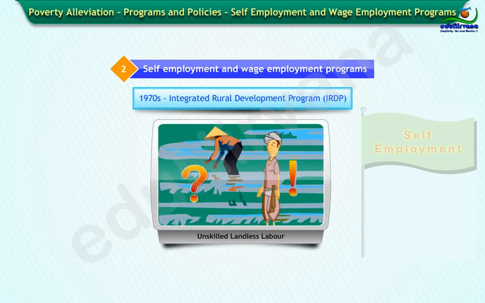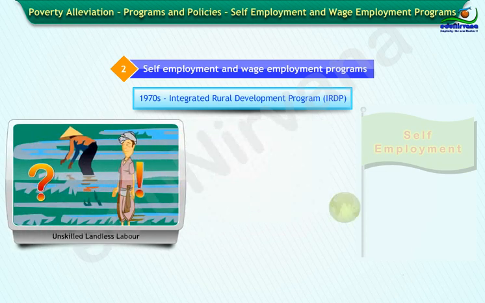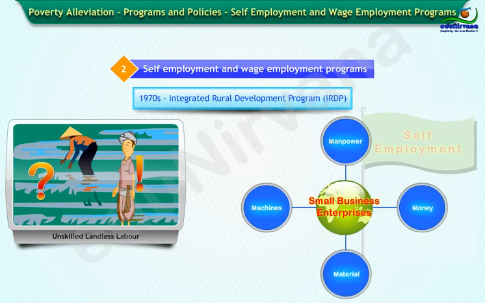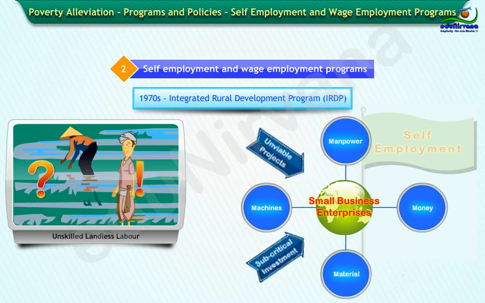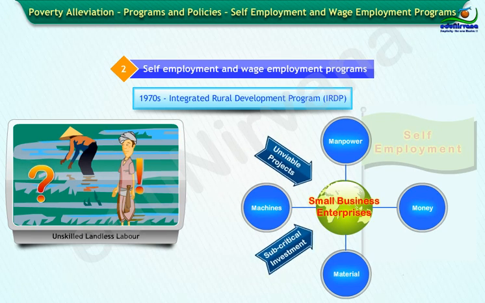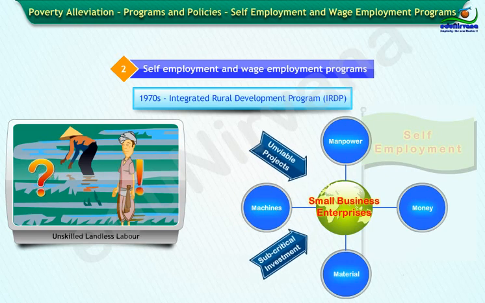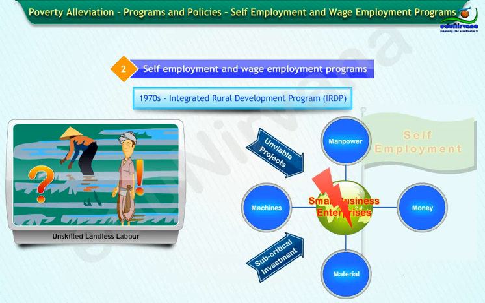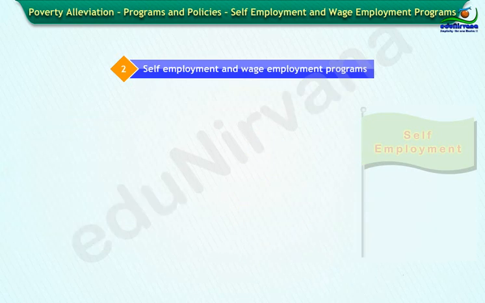Shortfalls. IRDP suffered from certain shortfalls. Since unskilled landless laborers had no experience in managing an enterprise, many unviable projects were undertaken, and subcritical investments were made, leading to collapse of these micro-enterprises.